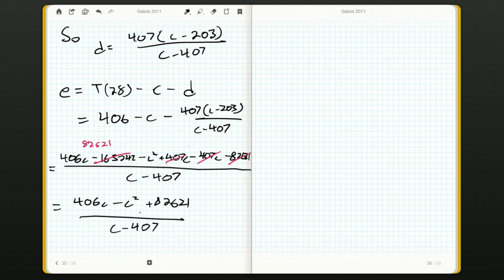I want this to have a factor of C minus 407. I don't know if it does. So let's just try it. What would we need to say here?